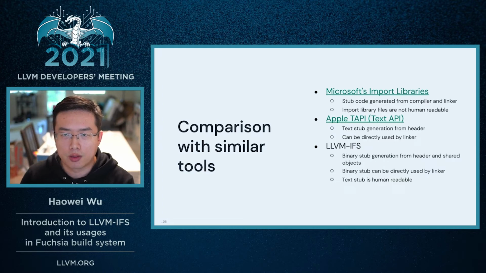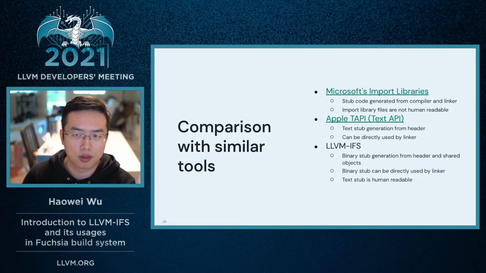Before LLVM-IFS was developed, there were already several projects that share similar ideas. The Microsoft import libraries and Apple TAPI projects are two of them. The import library is a stub version of the dynamically linked library that is only used during the link time by the Microsoft linker. However, the stub file is not human-readable, so it is not very useful to detect ABI changes. The TAPI from Apple, on the other hand, generates human-readable text stubs directly from source files and is directly supported by the linker. However, they are only available on the Apple platform, so it is not very useful for ELF.